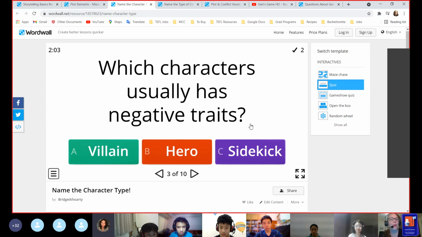Question 3. Which character usually has negative traits? What kinds of characters? Villain, hero, or sidekick? Raise your hand if you say villain.